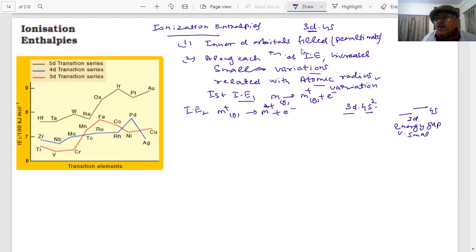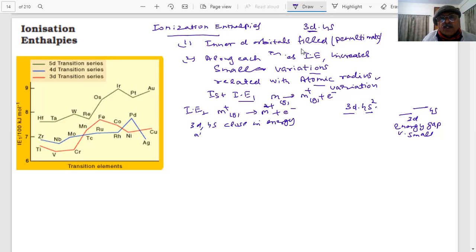The energy gap is very small between these. After you remove one electron, what happens? There is a reorganization of energy. So in the second ionization, there is some reorganization after you remove the second, because the 3d and 4s orbitals are very close in energy, students.